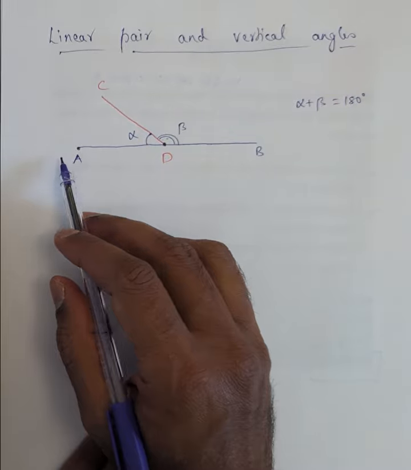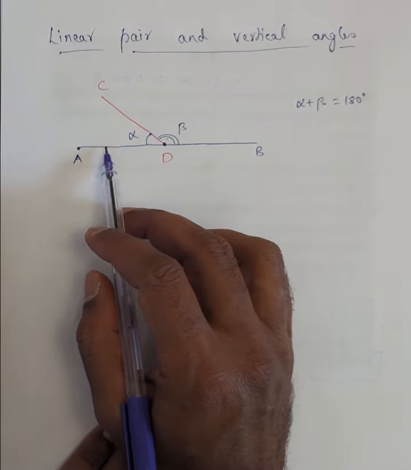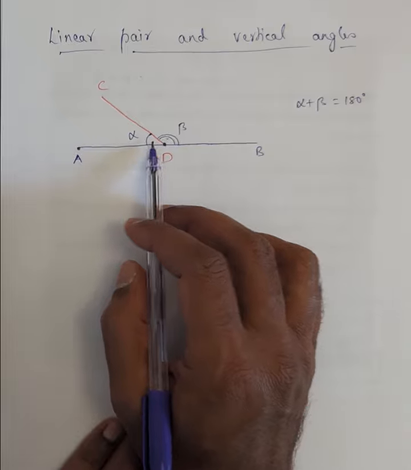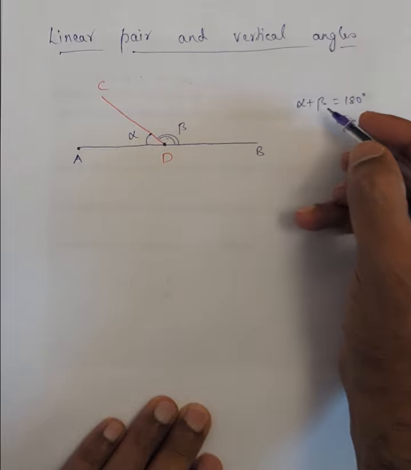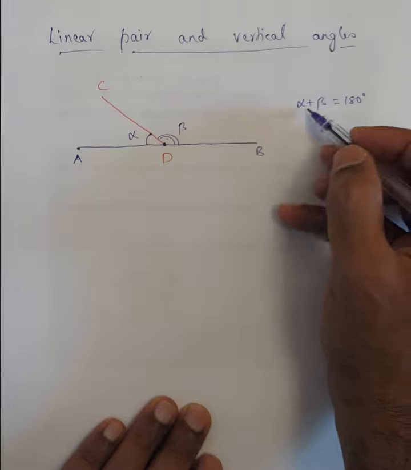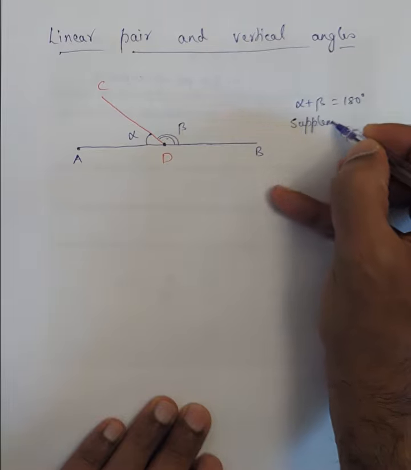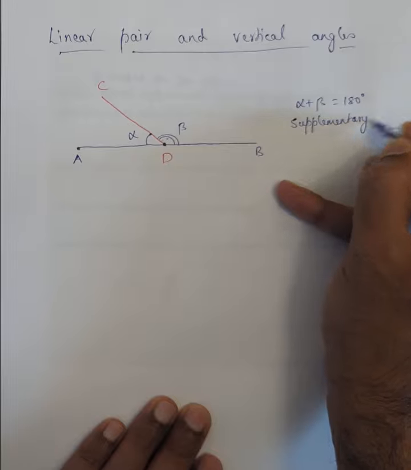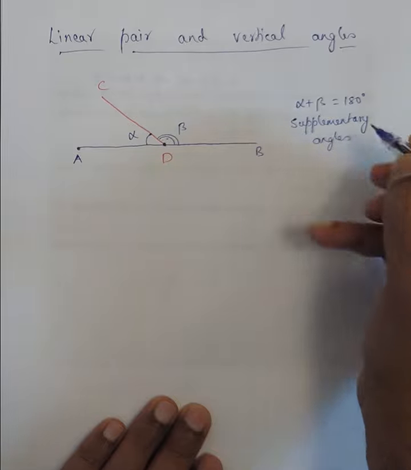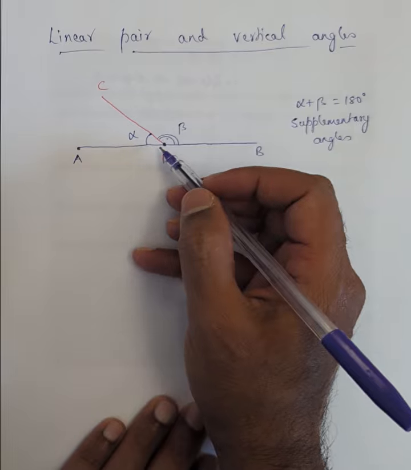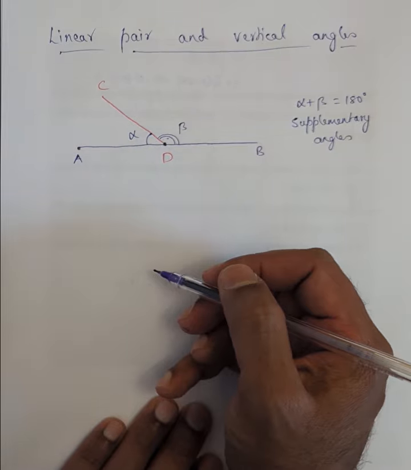And since they add up to a straight angle and they're formed at a line, these are called a linear pair. And anytime you have two angles that add up to 180 degrees, you call them supplementary angles. So these angles are supplementary and they're a linear pair.